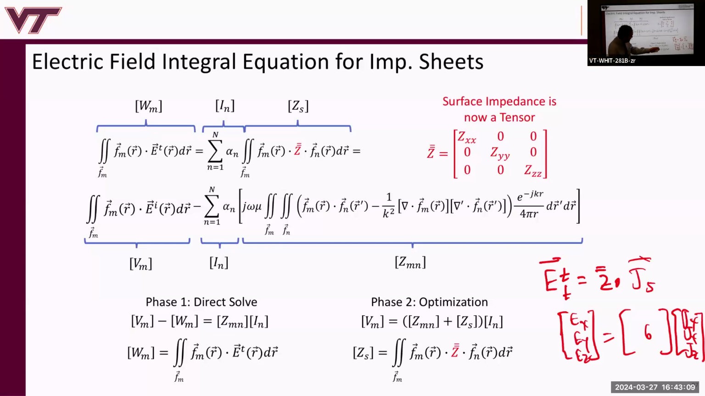So this part here, Z dotted with Fn, that's nothing but eta times J, right? That's our boundary condition. Total field is equal to eta times J. And then Fm just is testing that so we can make a matrix equation out of it.